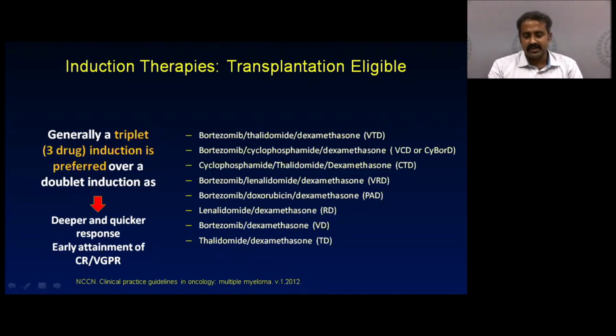On the right side, I have summarized the various triplet and the doublet regimens that are available. So you can combine a proteasome inhibitor, bortezomib, with an immunomodulator and steroid. You can combine bortezomib with alkylator and steroid. Now, cyclophosphamide is an alkylator which does not cause much impairment of stem cell mobilization. So cyclophosphamide can be used, but melphalan has to be avoided in patients with multiple myeloma who are transplant eligible, or in patients whom we are planning for autologous stem cell transplants. So again, these are the other combinations which can be tried as triplets or doublets.